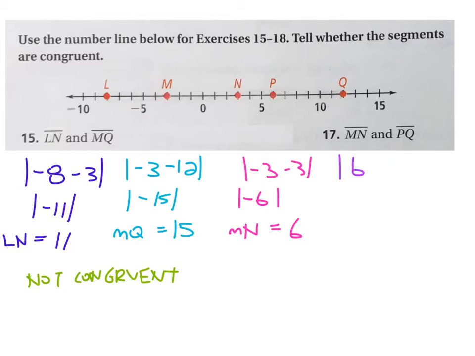P is at 6, so we do the absolute value of 6 minus Q is at 12. And absolute value of 6 minus 12, or -6. And notice that that's a bar, that's not a 1 there. Okay. And the absolute value of -6 is 6. So that means that PQ, written without the bar over the top, means the measure of segment PQ is 6.